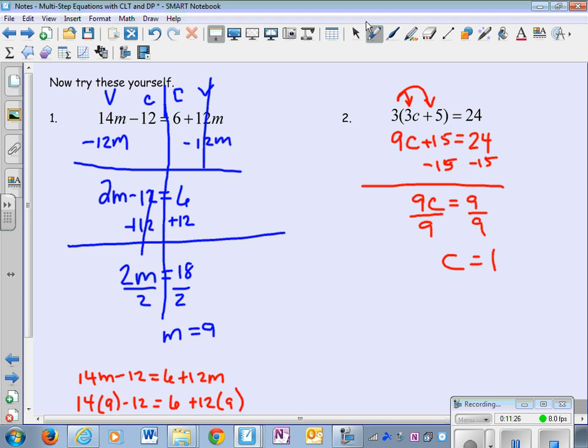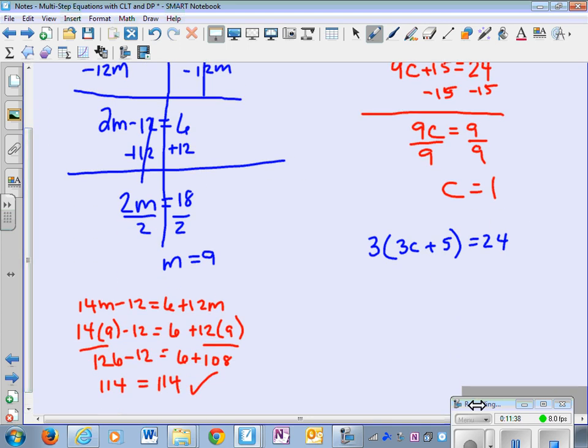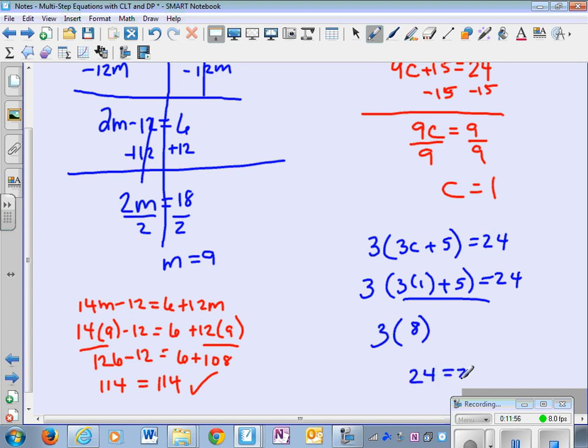When you show a check for this one, again, you can distribute if you want, but when you're showing a check, you're using order of operations, so you don't have to. When I take that c away, I want to multiply 3 times 1, but stay in the parentheses. So I'm going to have 3 times 1, which is 3. 3 plus 5 is 8. 3 times 8 is 24, which is what we said it's supposed to equal. So that is the correct answer.